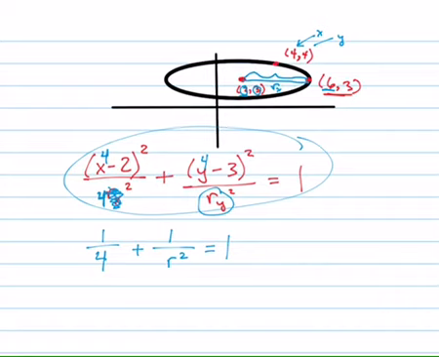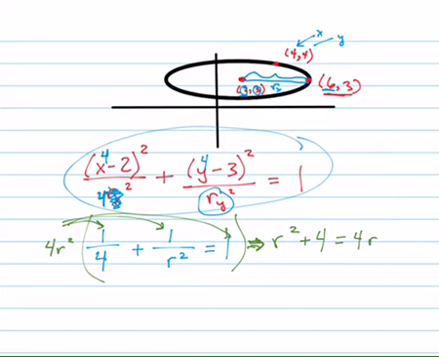To do that, my suggestion is to clear the fraction. To clear a fraction, you multiply it by the least common denominator, which is 4r squared. Multiply everything by the least common denominator, distribute it in, and magically you're going to get r squared, because the 4's cancel, plus 4, because the r squared's cancel, equals 4r squared. And now I don't have to deal with fractions anywhere. So 4 equals, I'm subtracting r squared from both sides, 4 equals 3r squared.